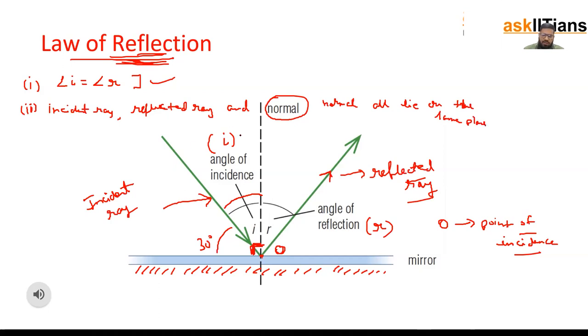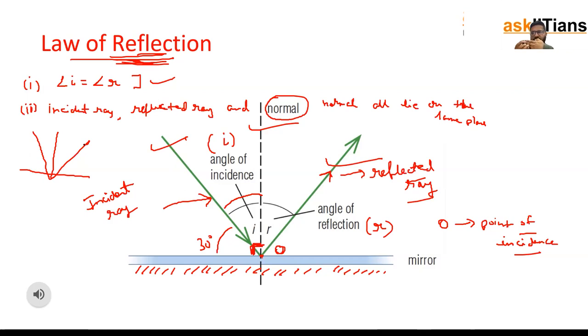So whatever the three rays, or the three lines you are watching in the figure, which is the incident ray, this one reflected ray, and the normal, they all will lie on the same plane. Or this simply means you can draw all these on a single piece of paper like this. This is known as on the same plane. So if I make a hand like this, so on this hand only incident ray will be here, reflected ray will be here, and normal is here. So all will lie on the same plane.